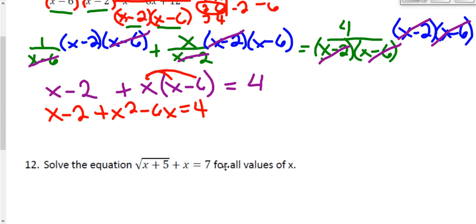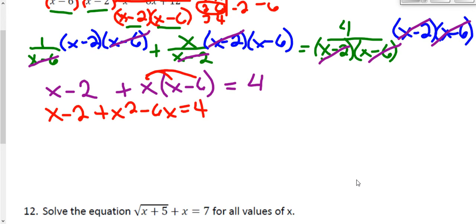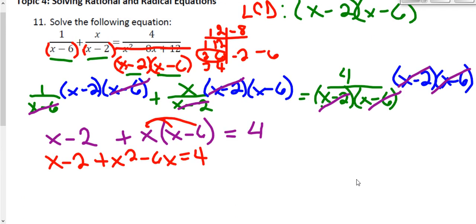So in order to use factoring, I'm going to try to move everything onto one side of my equation so that I can factor that side of the equation and have it set equal to 0. So I'm going to get everything on the left side. I'm going to combine these 2 x's, negative 6x and positive x, and I'm going to bring this x squared to the front. Negative 6x plus x is just negative 5x, and I have my minus 2 equals 4.